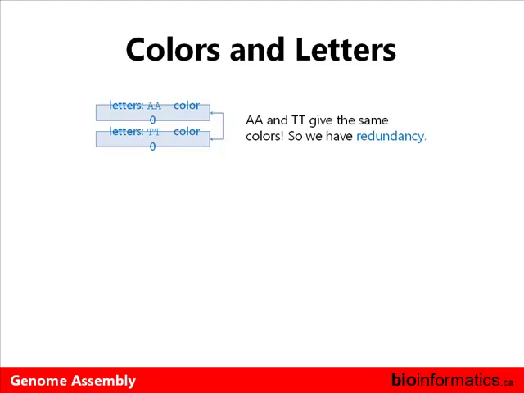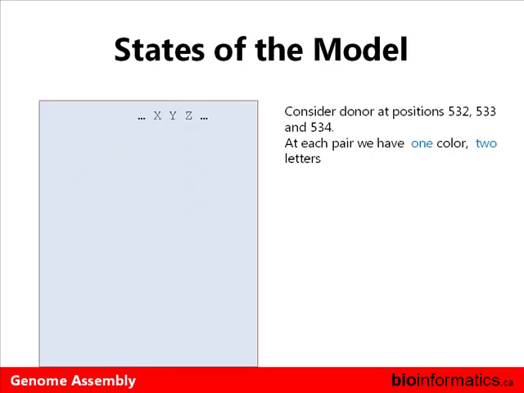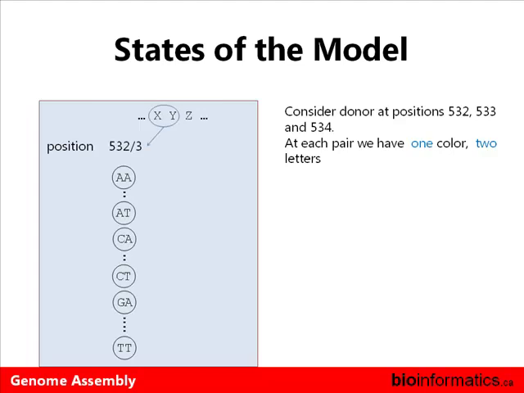All right, this time definitely. So the key thing is you shouldn't just call colors, because colors are redundant. If you're calling consensus, for example, 0, 0 could mean both an AA or a TT. What you should do is call both the colors and the letters simultaneously.